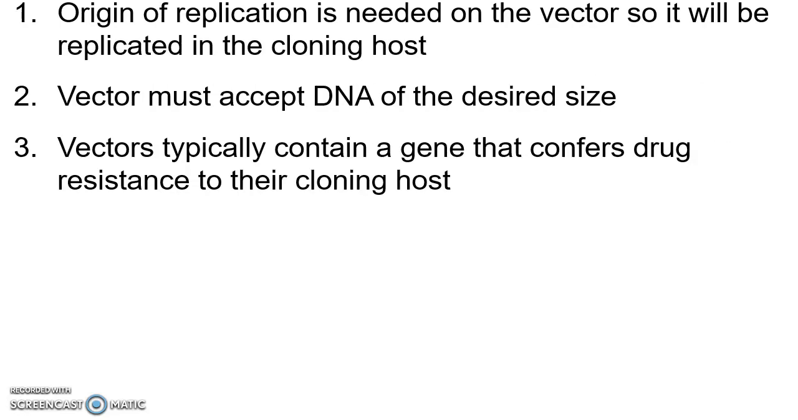Okay, so in a cloning vector, you need to have an origin of replication so that it can be replicated in the cloning host. The vector has to be able to accept DNA of the desired size, and the vector typically contains a gene that gives the cloning host or bacterial or yeast cell some type of drug resistance. And that's another thing that we looked at in lab a couple of weeks ago.